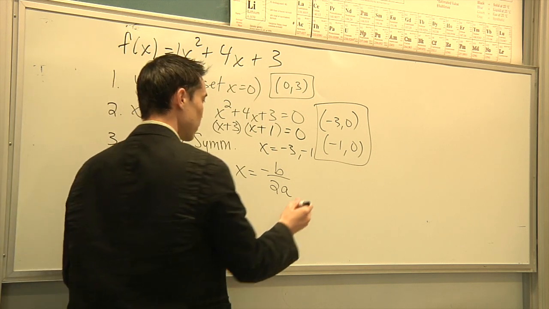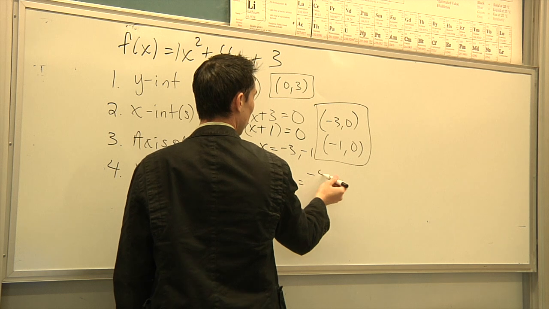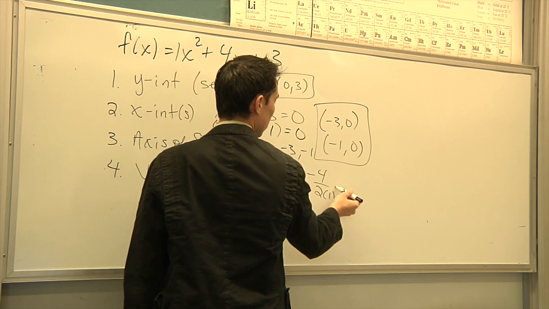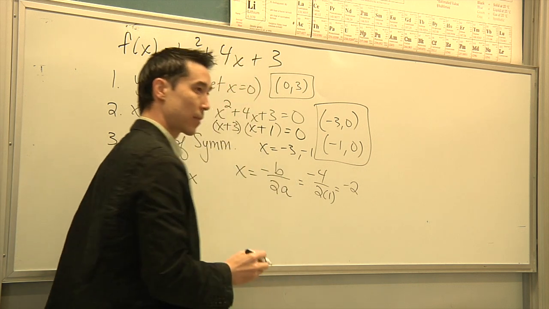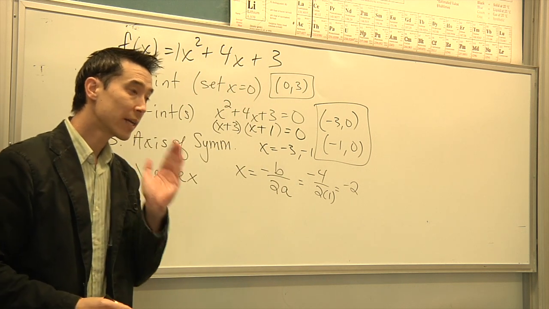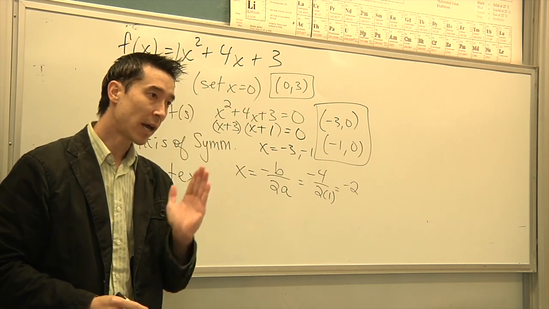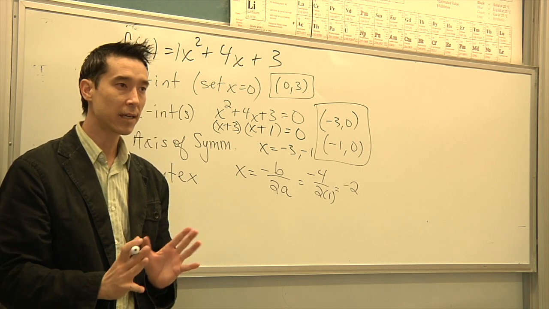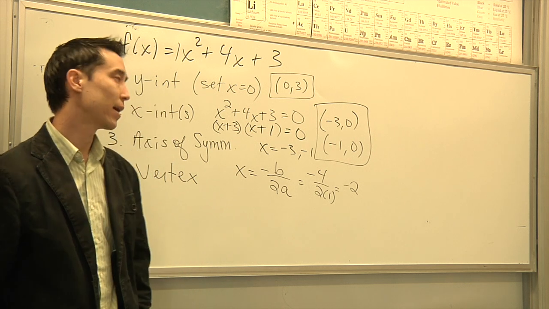All right, so x equals -b. So -4 divided by 2 times 1. So I get -2. Okay? So again, remember, that is a dotted line, x equals -2, that splits my parabola perfectly in half. And it's going to be a mirror image about that line. Okay?